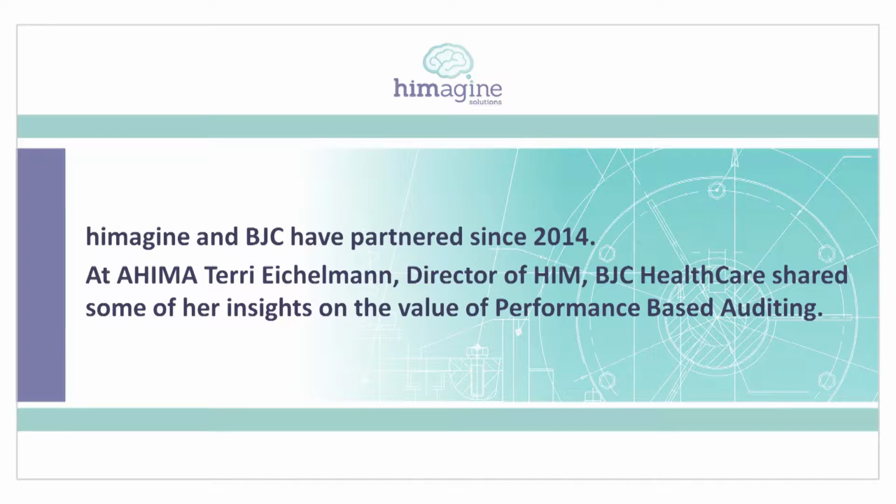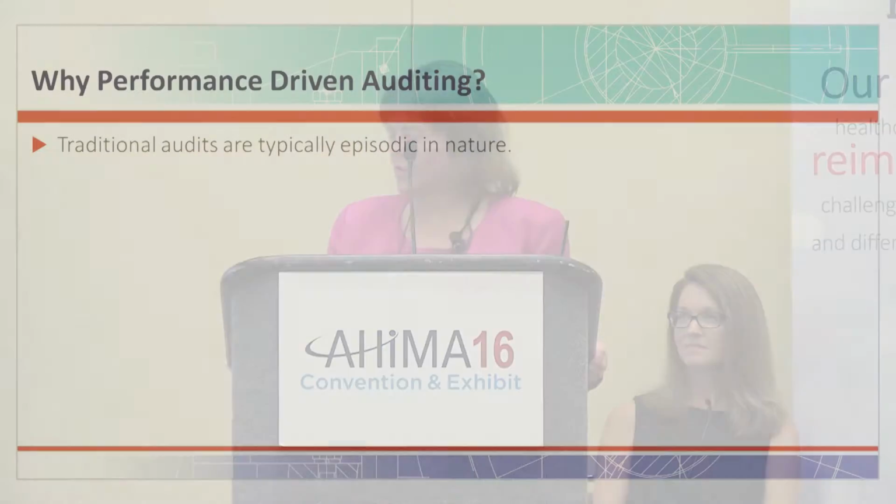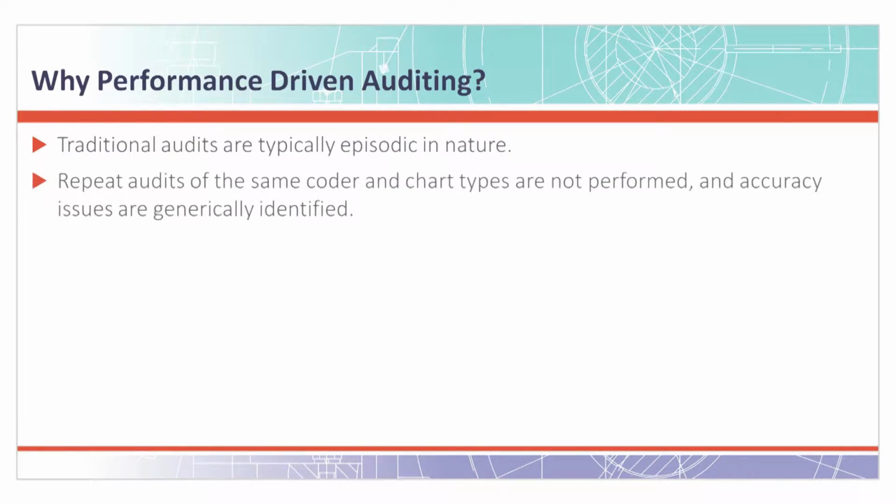So I want to take a few minutes and talk about quality. Traditionally, audits have been very episodic in nature. You may have people doing some internal auditing in your organization, but you may do an annual audit with an external vendor, for example. And a lot of times you're just looking at 25 records of coder A and coder B, but not really digging into the roots, the things you can get some key results from.